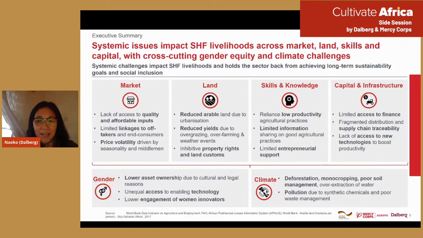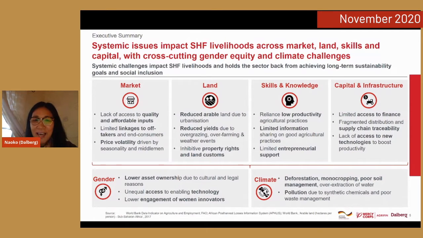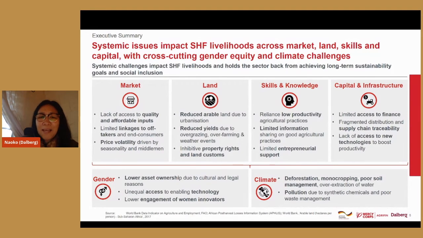So a very quick recap of the why and then just the context. As we all know, the smallholder farmers in Africa face systemic challenges across market, land, skills and knowledge, and capital infrastructure. And women, even if they are a major contributor to the labor force in agriculture, face additional challenges. And climate change is adding additional complexity. Next page, please.